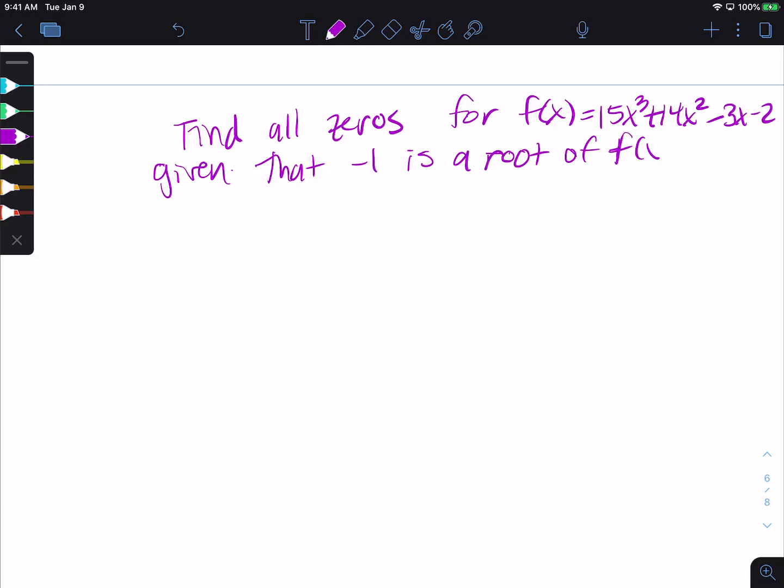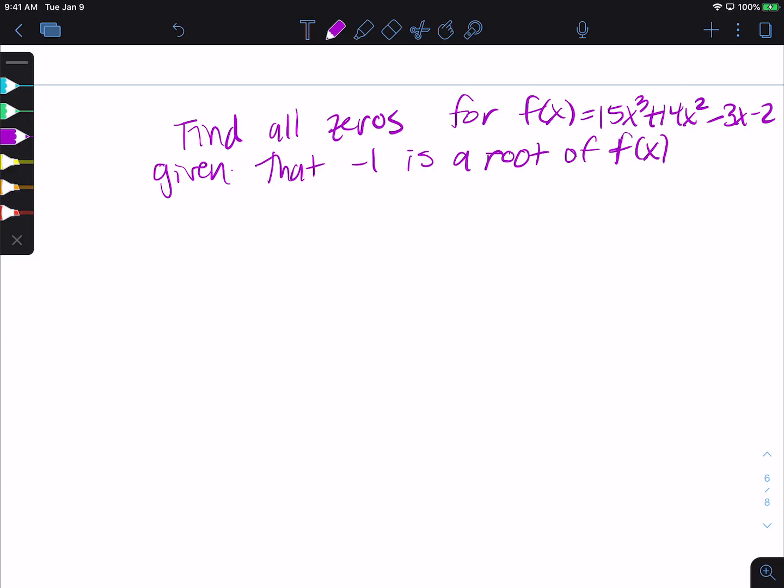Now we're going to look at how we can use this factor theorem to help us find all of the solutions to a polynomial, okay? Or solutions meaning zeros, roots, x-intercepts. So this says find all zeros for f of x equals 15x cubed plus 14x squared minus 3x minus 2, given that negative 1 is a root of f of x.